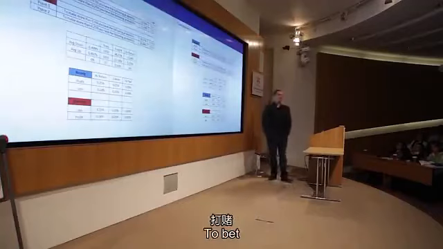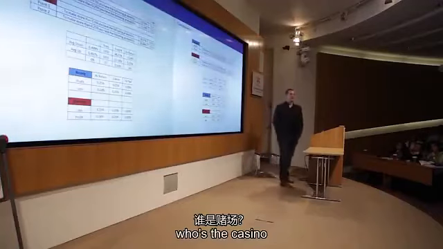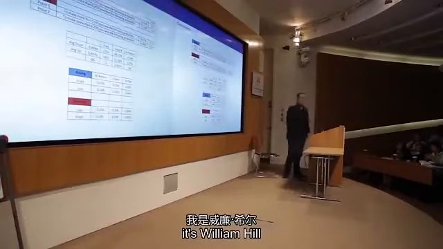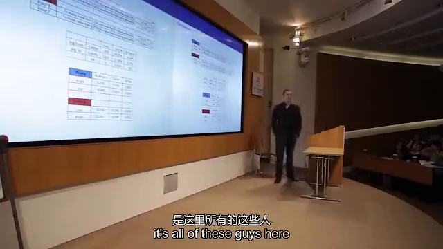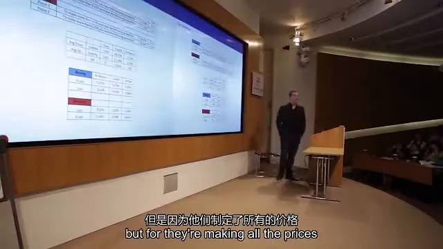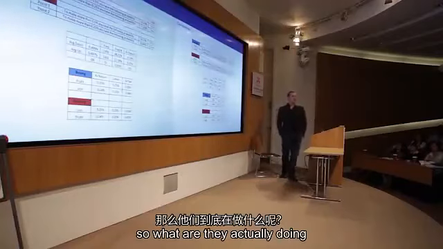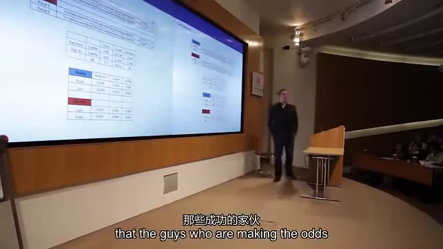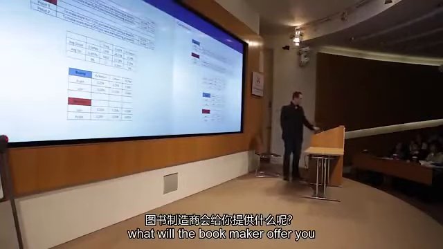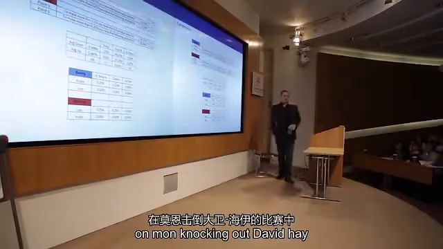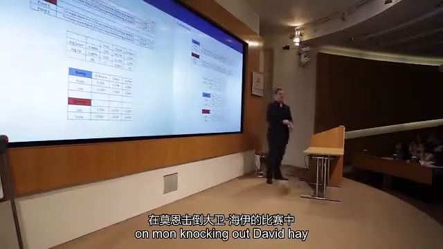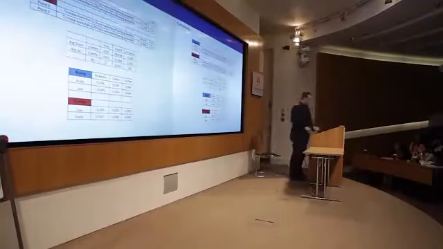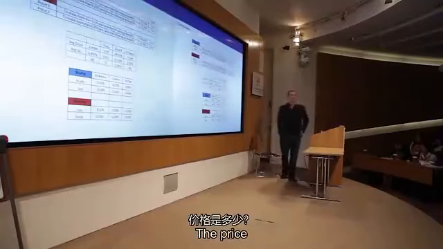And you go to the casino to bet. Who's the casino? It's the bookmaker. It's William Hill, it's Ladbrokes, it's all of these guys, yeah? Betfair, they're making all the prices. So what are they actually doing? They're laying the odds. They're the guys who are making the odds. So what will the bookmaker offer you on Amir Khan knocking out David Haye in round 3? What do you think they would make you at a price?